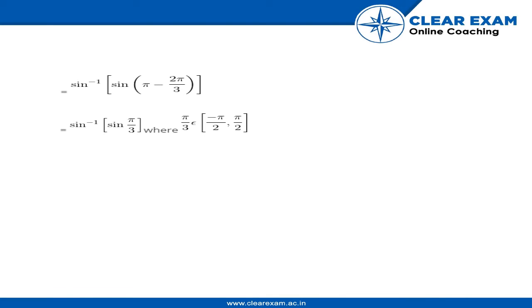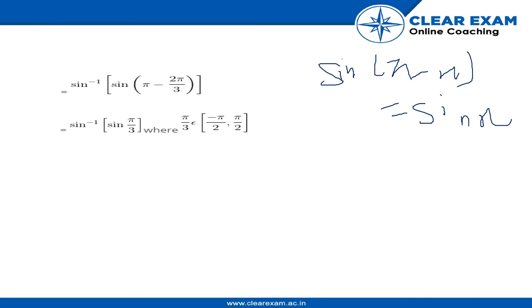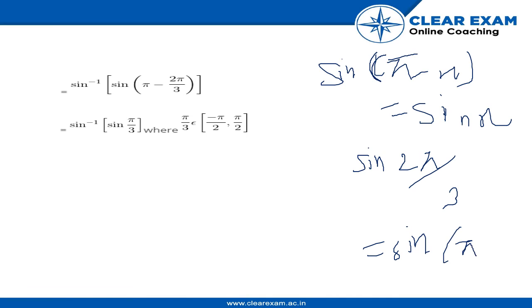Now we already know that sine of pi minus x is equal to sine x. This is an identity, or we can say a general known formula, that sine of pi minus x is always equal to sine x, as it lies in the second quadrant. So sine 2 pi by 3 can be written as sine of pi minus 2 pi by 3, which is actually equal to sine of pi by 3.